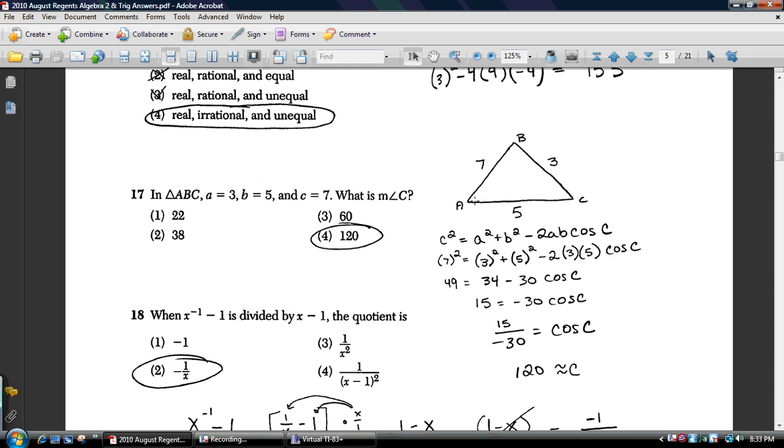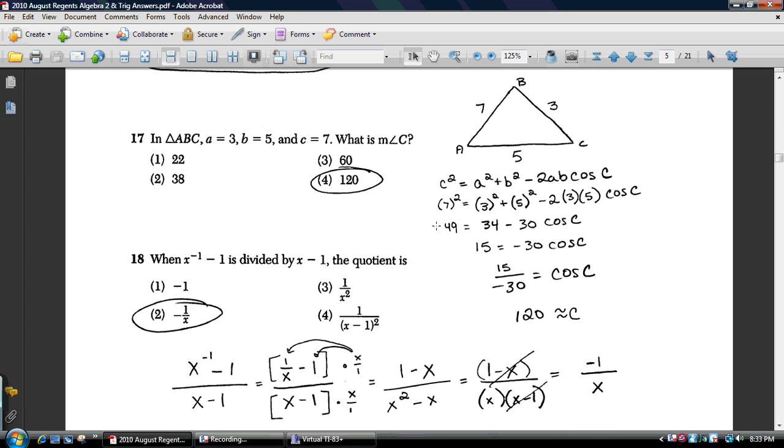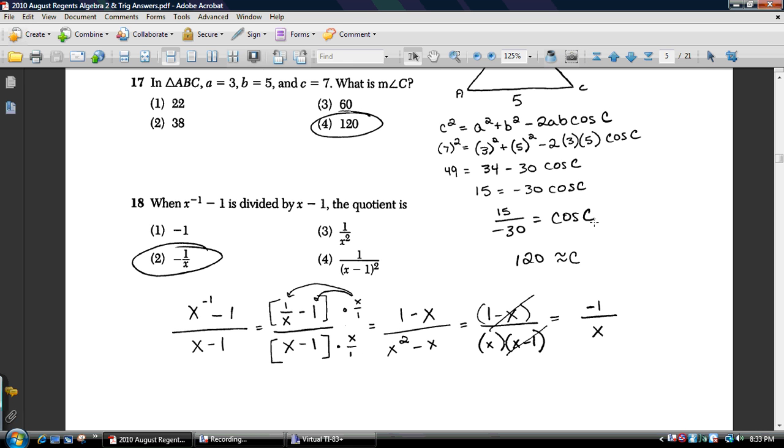In ABC, what's angle C? So I drew a picture of it, right? I have no idea what any of the angles are. So you use the law of cosines, and you just plug in, right? You know all the sides. You got to figure out cosine C. Plug it in, plug it in. I subtracted 34 over to this side. I divided by negative 30. I got that cos C is 15 over negative 30, and then I just inversed that in my calculator.